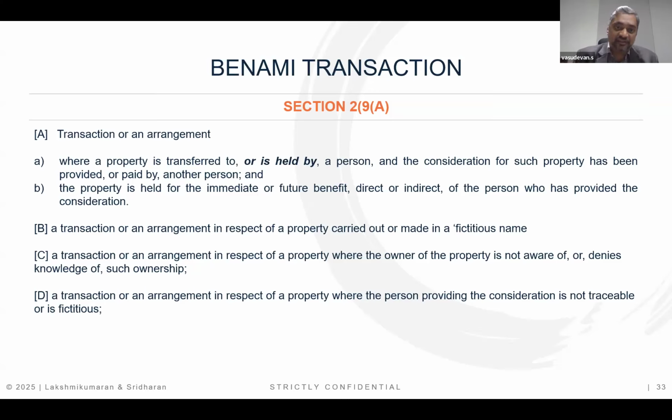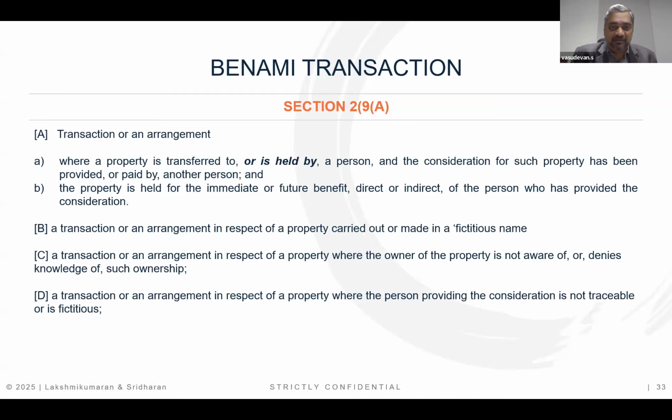Now, in the earlier definition, this transaction would not have been covered. So all the B, C, and D, the additions which have been made, they do not fall within the classical meaning of the Benami transaction as we saw originally. So these are all things which have been added under the new law to expand the scope of the law. And we will see the effect of it. We will see some examples where this can be used.